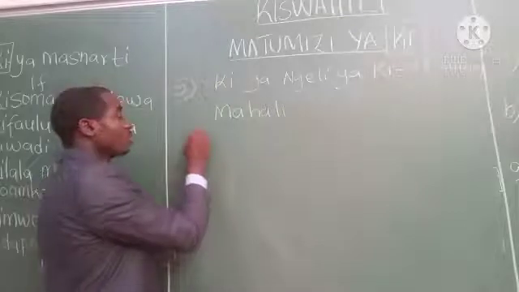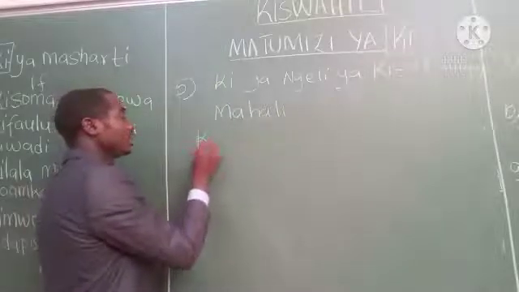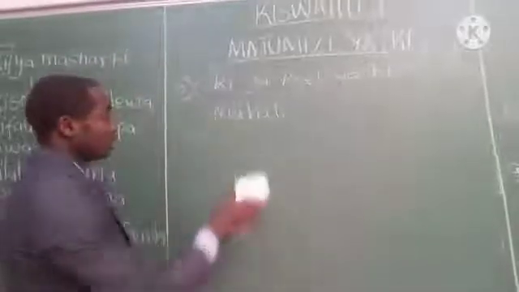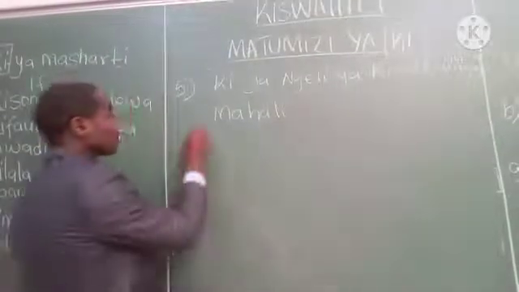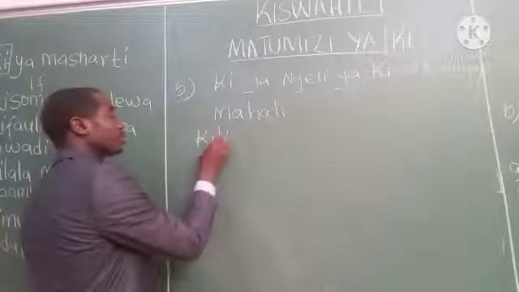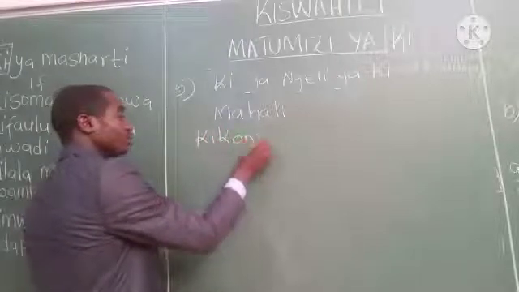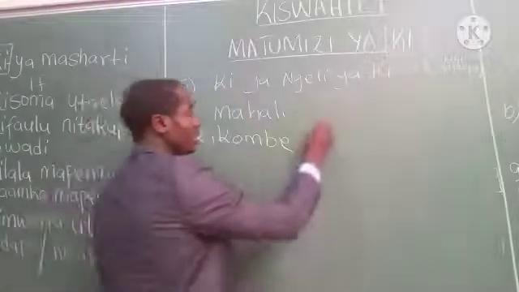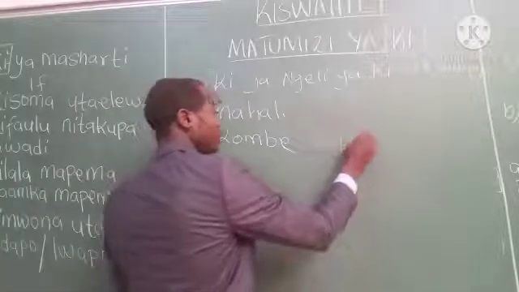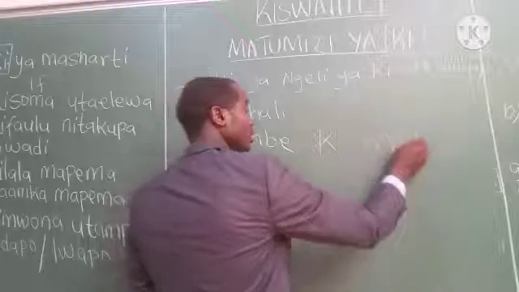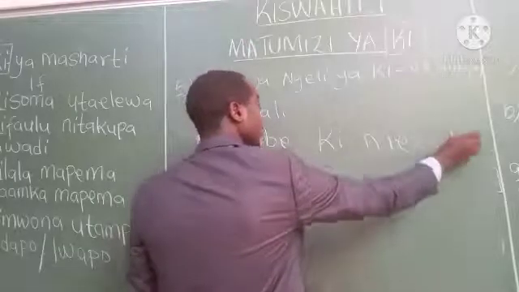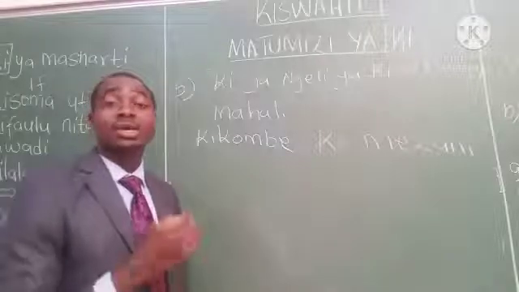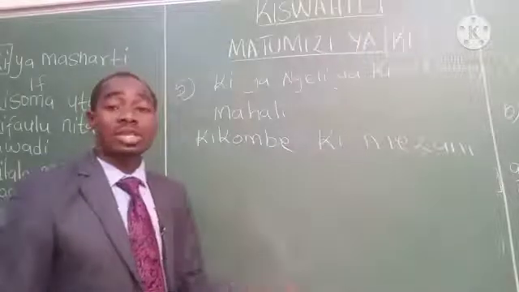Now here we have kiti. No, let's use something like a cup. Kikombe. Sawa. Kikombe ki mezani. Kikombe ki mezani. It means the cup is on the table.